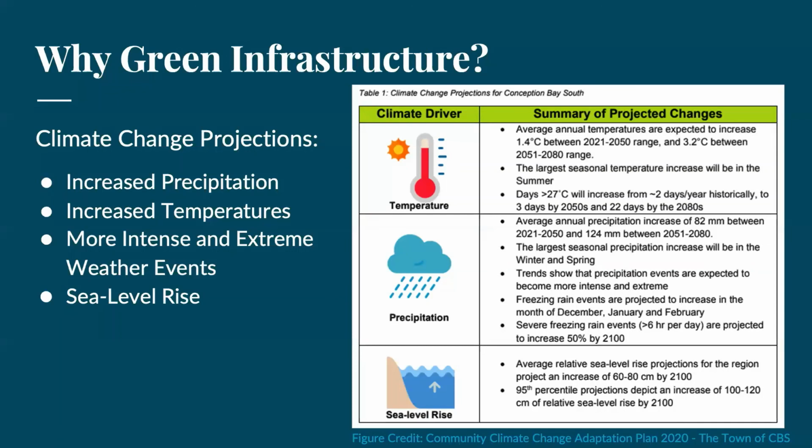And sea level rise is predicted to increase 60 to 80 centimeters by 2100, and 95th percentile projections depict an increase of 100 to 120 centimeters of relative sea level rise by that time. So that's quite a lot of sea level rise, and it will impact low-lying and coastal areas. So it really makes you think about how you can build smart and build with a plan in mind if you're thinking about what's to come.